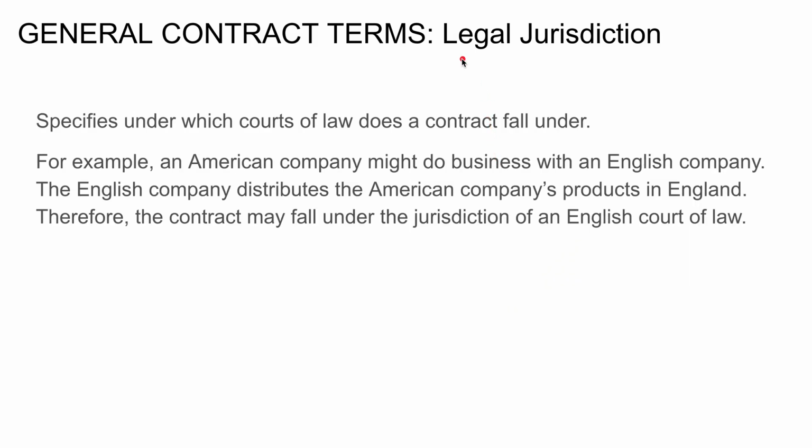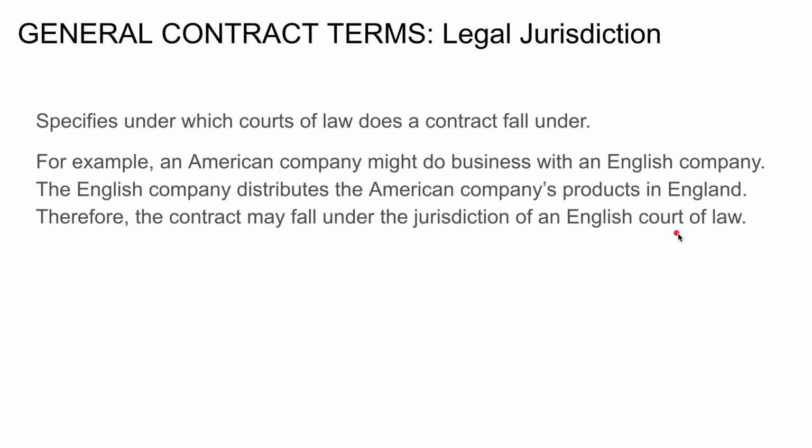The next aspect of a contract term is legal jurisdiction. This specifies under which courts of law the contract falls. A good example of this is an American company might do business with an English company. The English company distributes the American company's products in England. Therefore, the contract may fall under the jurisdiction of an English court of law.